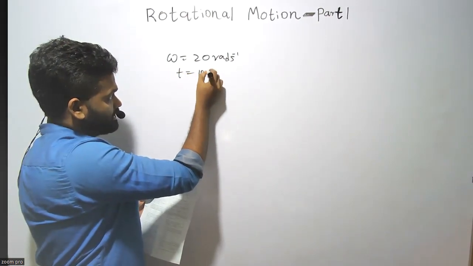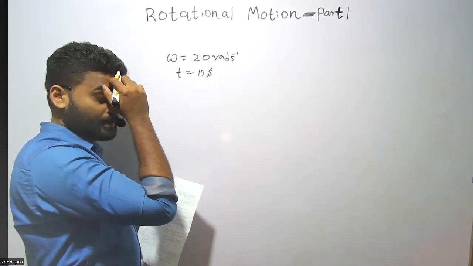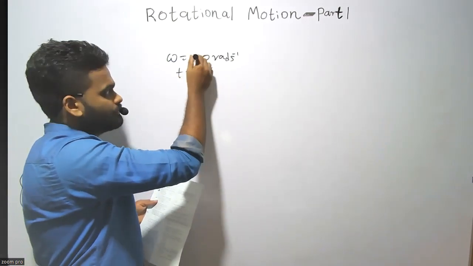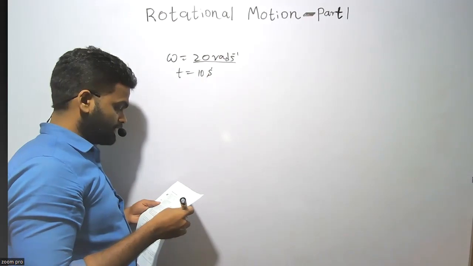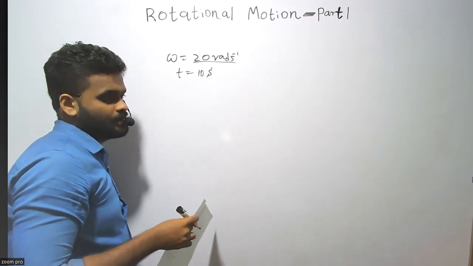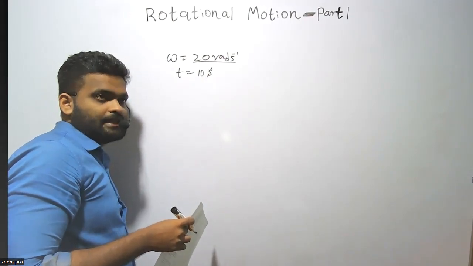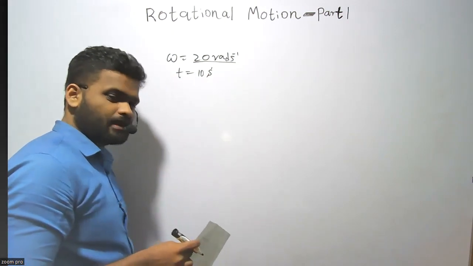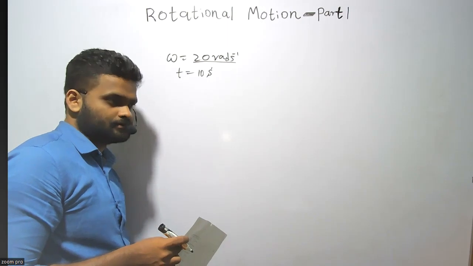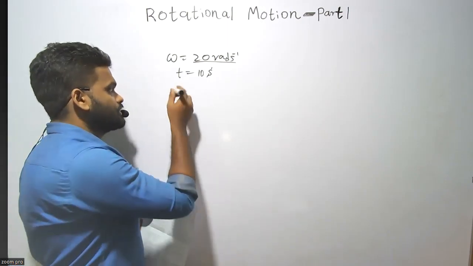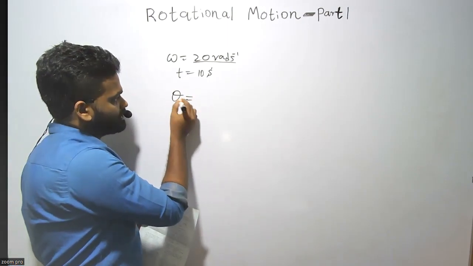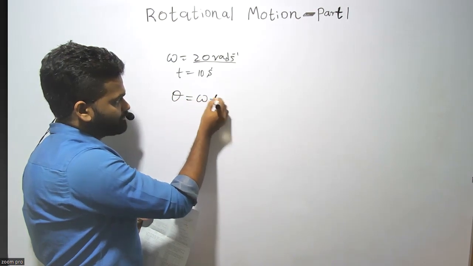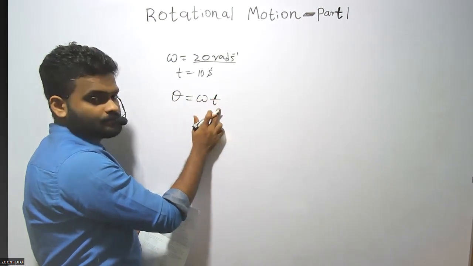For a time of 10 seconds. So this is a uniform angular velocity. What they ask is angular displacement. So what did we do in linear motion for uniform equations? We just apply S equals ut, velocity times time, right? So here similarly, angular displacement is equal to omega t, similar to S equals ut.